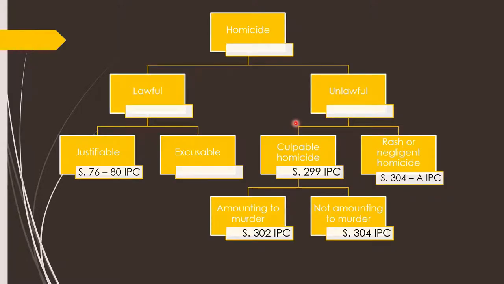This is the classification of homicide. Usually homicide is classified into two, that is lawful homicide and unlawful homicide. There are two types of lawful homicide: justifiable and excusable homicide. And unlawful homicide is also of two types: culpable homicide and rash or negligent homicide. Culpable homicide, section 299 IPC. Rash or negligent homicide, section 304A IPC. And culpable homicide is of two types: culpable homicide amounting to murder, that is section 300 IPC, and the punishment given in section 302 IPC, and culpable homicide not amounting to murder, section 304 IPC.